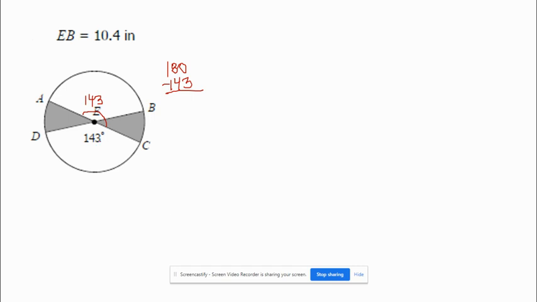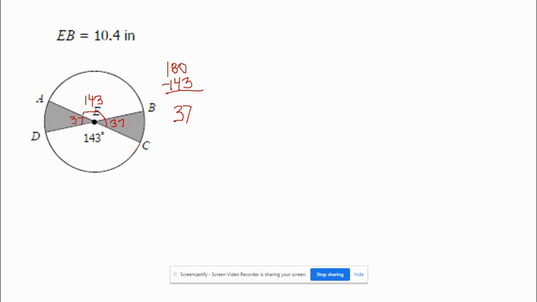If I subtract this, I'm going to find this one right here. And then again, the vertical angle rule says that these two have to be the same. So I'm going to get 7 when I subtract that, and 3. So this has to be 37. And this has to be 37.